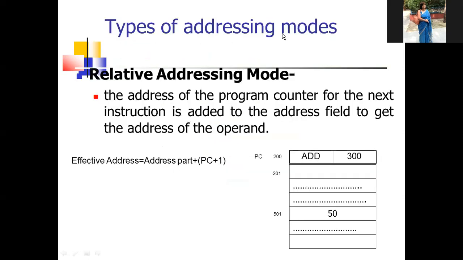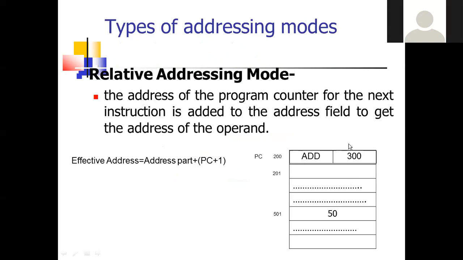Now the next type of addressing mode is relative addressing mode. What is the definition of the relative addressing mode? It says that the address of the program counter for the next instruction is added to the address field to get the address of the operand. Say we have this instruction, ADD 300. ADD is the opcode, 300 is the address.